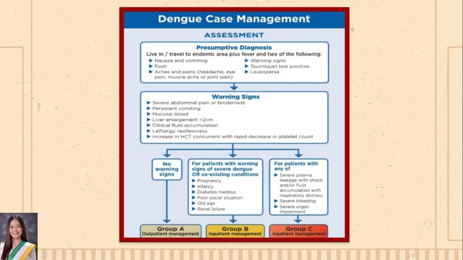So, the illustration shows the dengue case management. Dengue case management is designed to increase knowledge and develop competency in the management of patients suspected of infection with dengue virus.